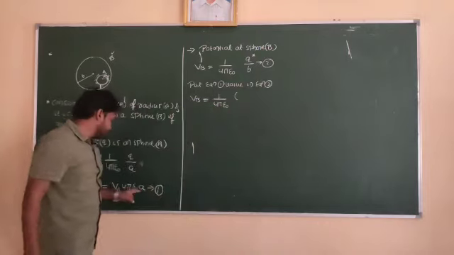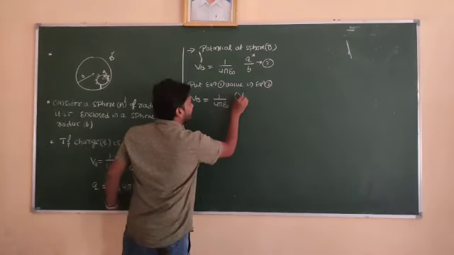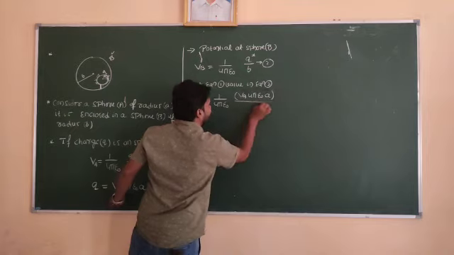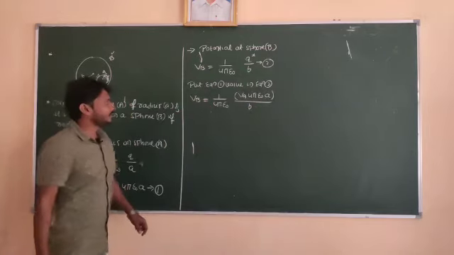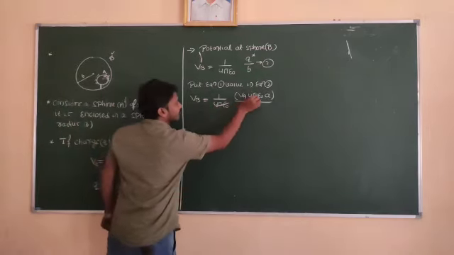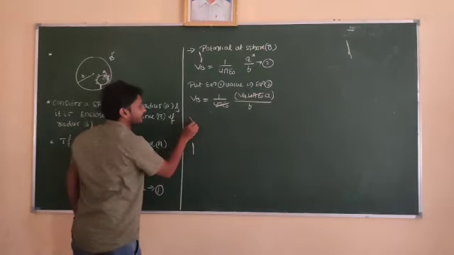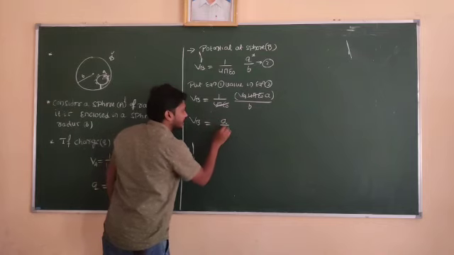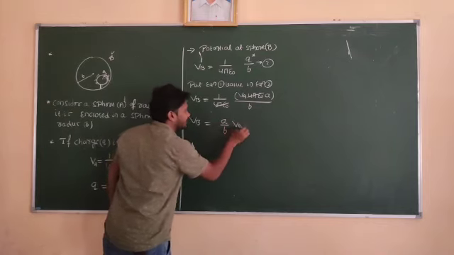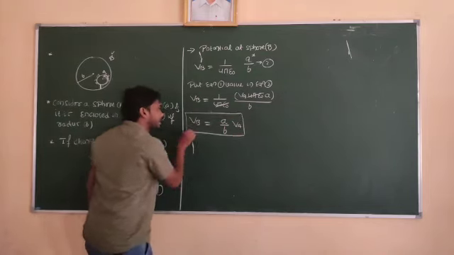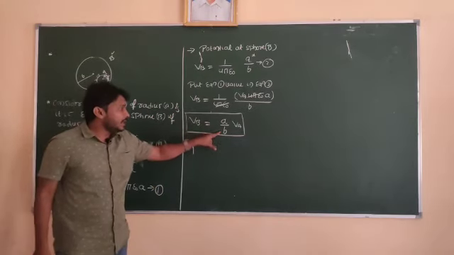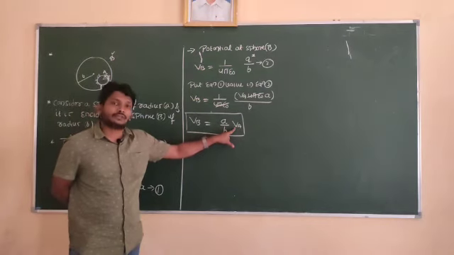So wherever Q is there, look at here, V of A is 4 pi epsilon naught into A divided by B. So this term will get cancelled out. If it gets cancelled out, then V of B is equal to what? A by B into V of A. So potential at the surface B is equal to A by B into potential at surface A here.